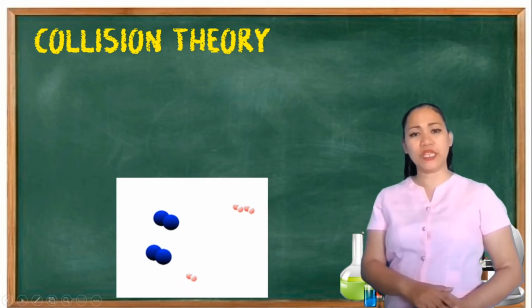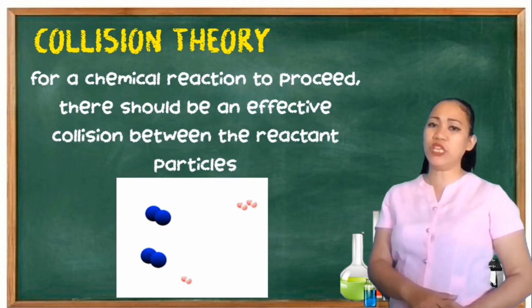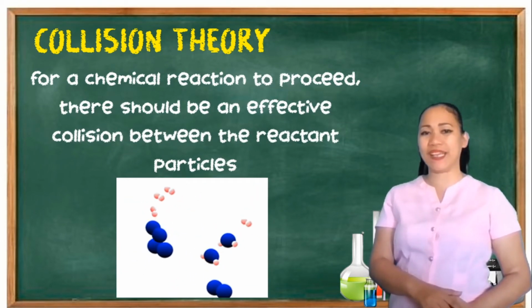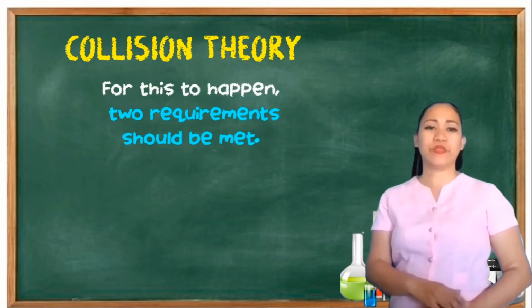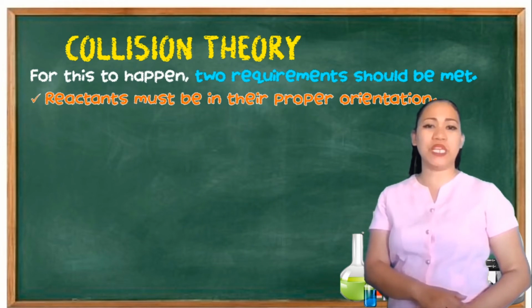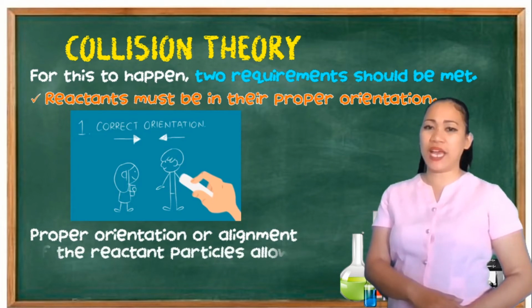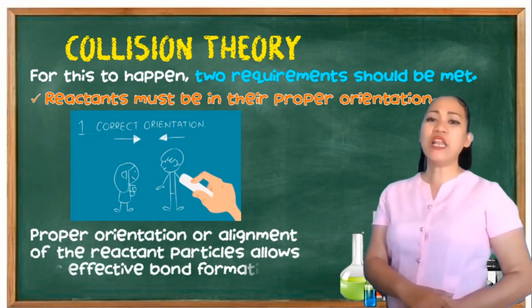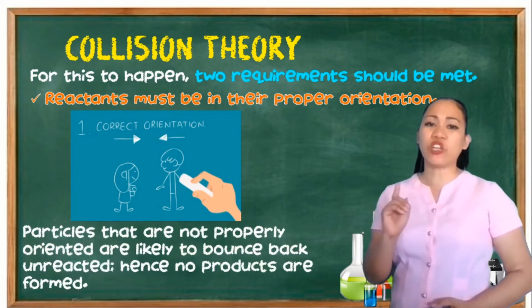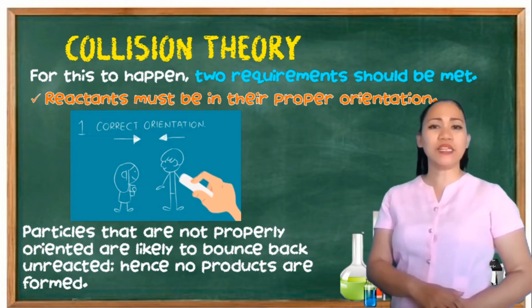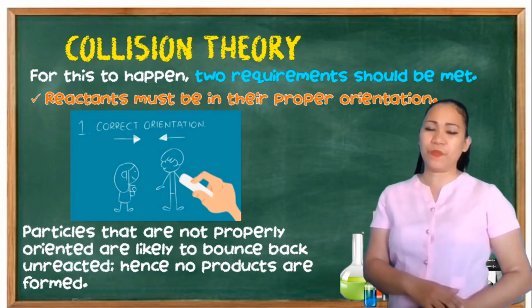According to this theory, for a chemical reaction to proceed, there should be an effective collision between the reactant particles. For this to happen, two requirements should be met. First, reactants must be in their proper orientation. Proper orientation or alignment of the reactant particles allow for effective bond formation during collision. Particles that are not properly oriented are likely to bounce back unreacted. Hence, no products are formed.